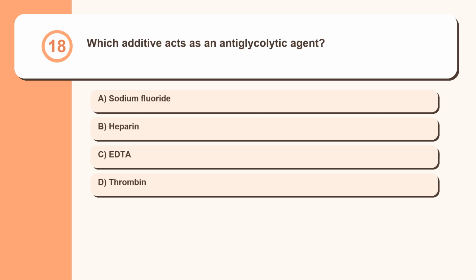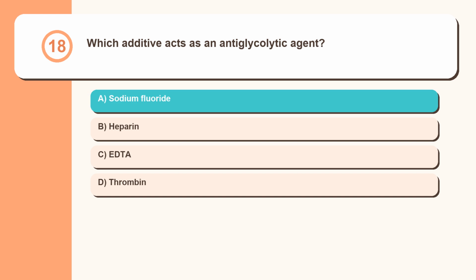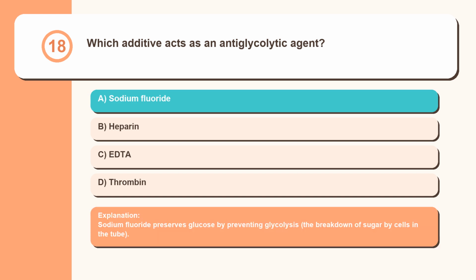Question 18. Which additive acts as an antiglycolytic agent? Sodium fluoride, heparin, EDTA, thrombin. Sodium fluoride preserves glucose by preventing glycolysis, the breakdown of sugar by cells in the tube.